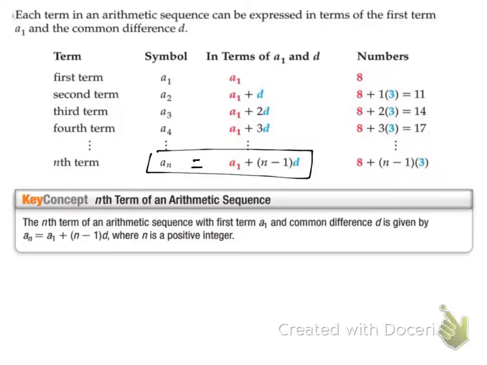So what I'm trying to say is we can form the equation of an arithmetic sequence just by knowing two things. One, the first term. Two, the common difference. If you know those two things, you got an equation. So, next slide.